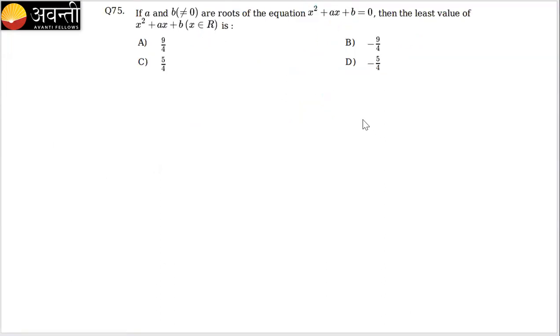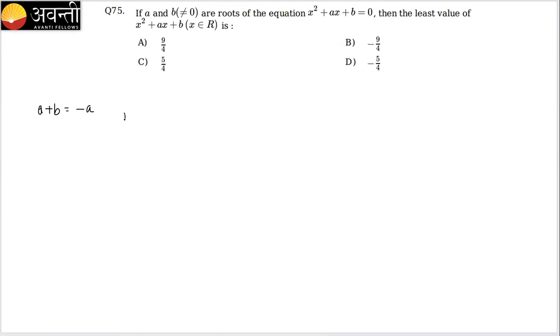Let's move to the next. Here, if A and B are roots of the equation, then we have to find the least value of this. What do we do in such cases? We use completing the square. But before using completing the square, we need to find the values of A and B. So we'll use sum and product. A and B are roots of the equation, so I can write the sum of the roots, A plus B, is minus A.